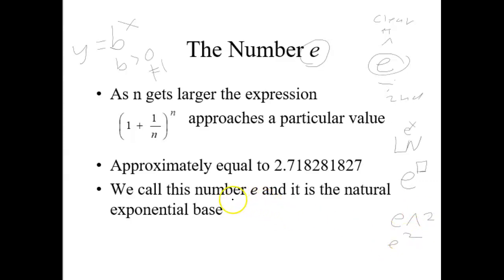So this e is a number, and it's called the natural exponential base. It shows up all the time in nature, and it's also a base that if you want to compare exponential functions, writing them both as base e functions becomes a convenient thing to do.